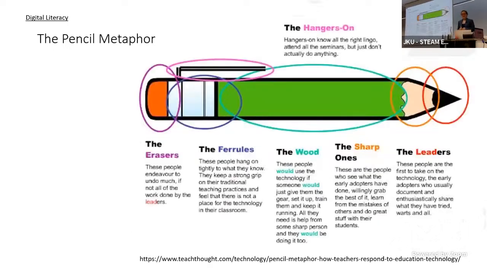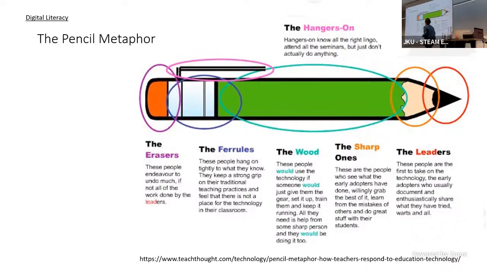And what I also like is the pencil metaphor. Here you can see different teacher types who are using or not using digital media. And I only want to focus on the leaders. These people are the first to take on the technology, the early adopters who usually document and enthusiastically share what they have tried. And I think you are the leaders here in this audience.